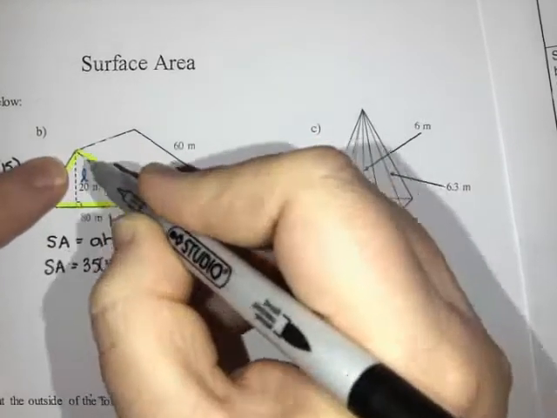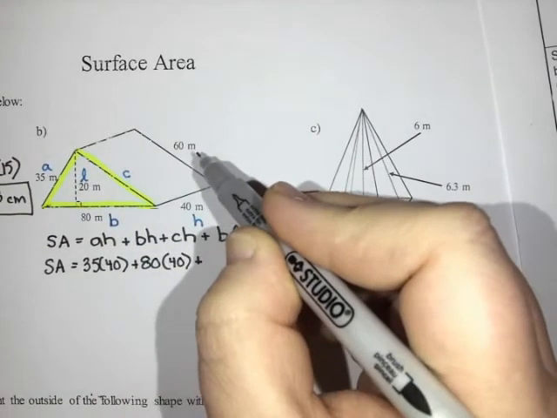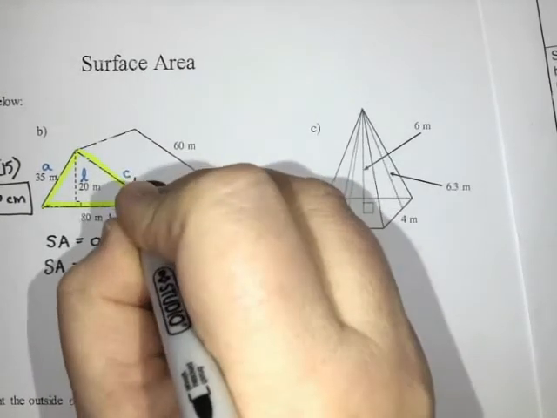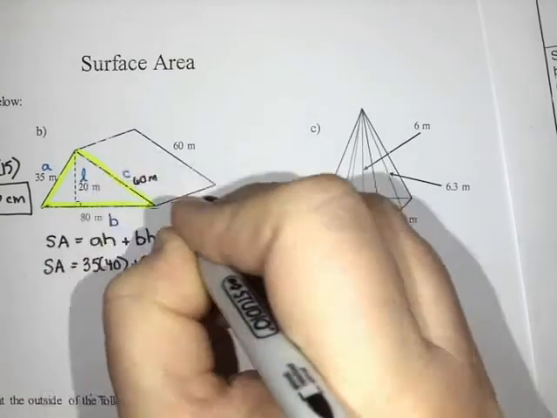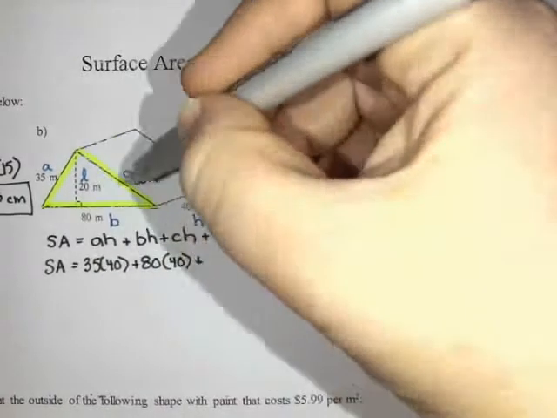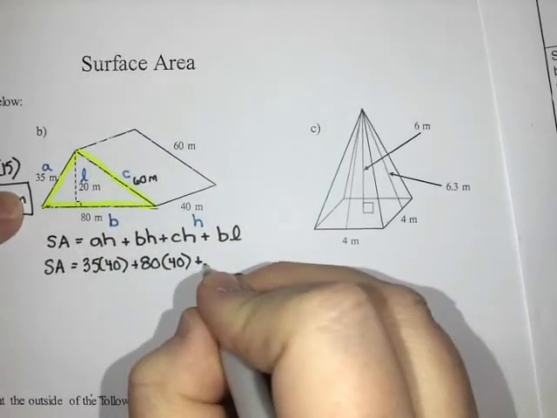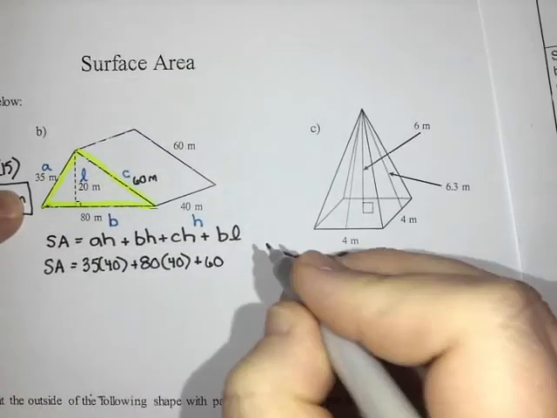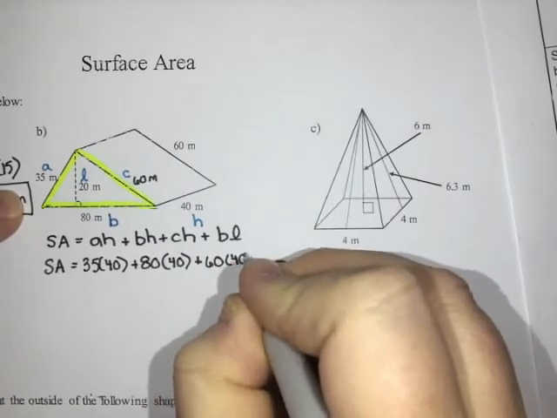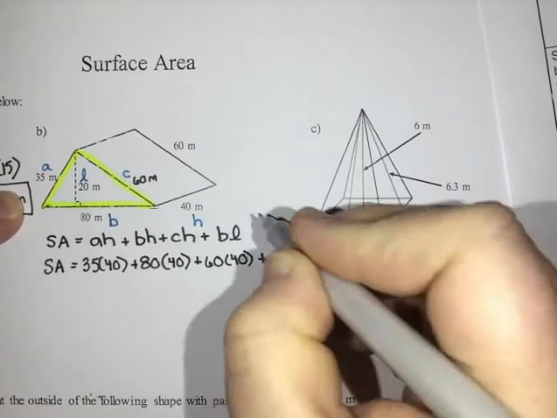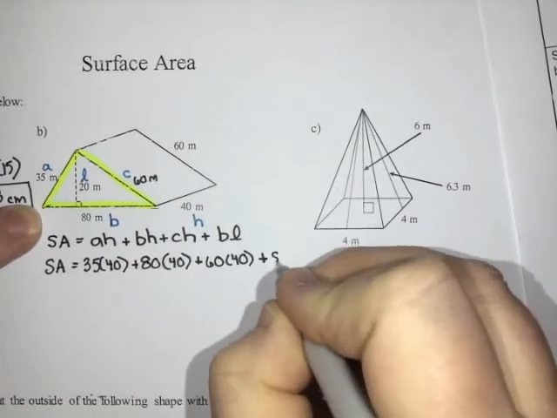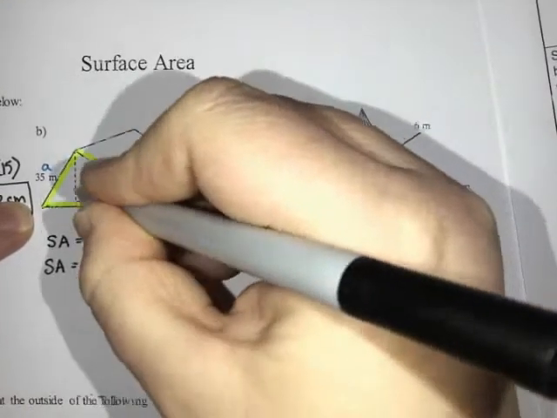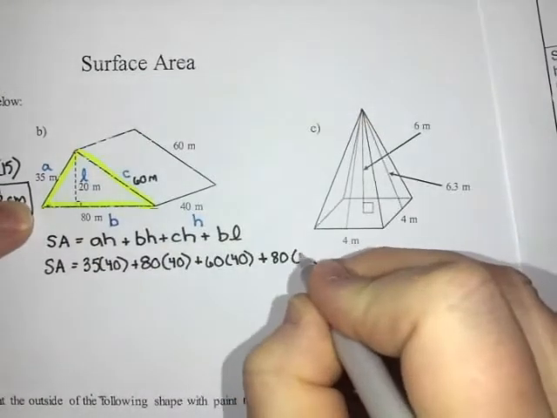C is not labeled here, but it's the same as this side here. These are both 60 meters. It's the same length as that side. So it's going to be 60 times H, which is still 40. And then plus, I'm running out of room, B, so 80 times L, which is the interior height there, which is 20.